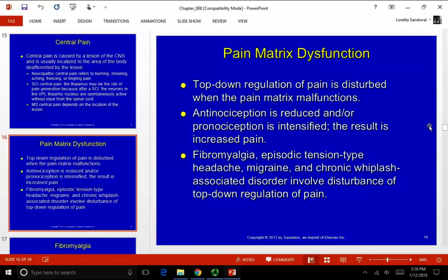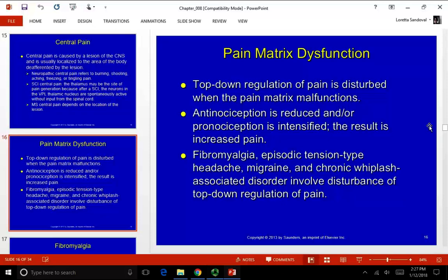So we're going to start talking about pain matrix dysfunction now, and that's altered top-down regulation of pain. Top-down regulation of pain is disturbed when the pain matrix malfunctions. When we talked about what the pain matrix is in Chapter 7, it's a lot of things, right? So anything that disrupts any of those areas can disrupt the pain matrix, and it can alter your top-down antinociception. So antinociception is reduced or pronociception is intensified, and the result is increased pain.